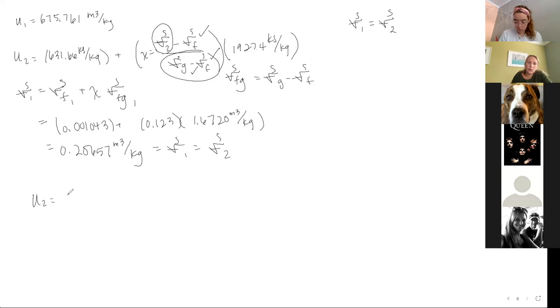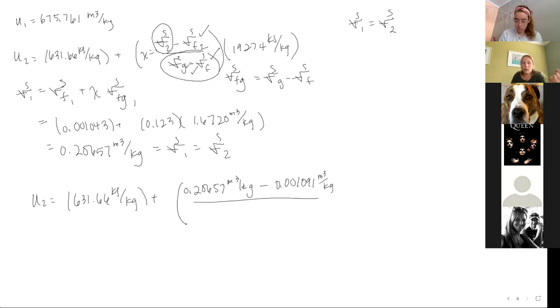So my U2 is going to be equal to 631.66 kilojoules per kilogram plus my specific volume at 0.2, which is 0.20657 cubic meter per kilogram, minus my specific volume at 0.2 of my saturated liquid, which is 0.001091 cubic meter per kilogram, over my saturated liquid vapor specific volumes, which would be 0.39248 cubic meter per kilogram, minus my specific volume of my saturated liquid, 0.001091 cubic meter per kilogram, times my U sub fg of 1927.4 kilojoules per kilogram.